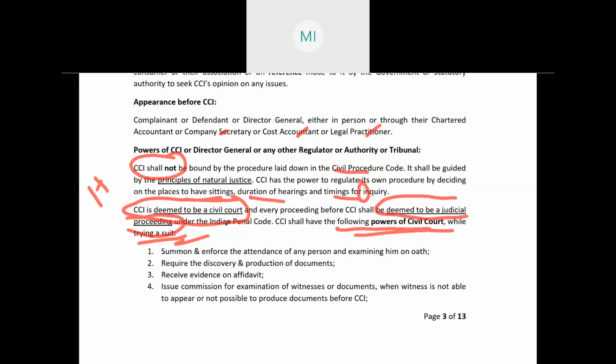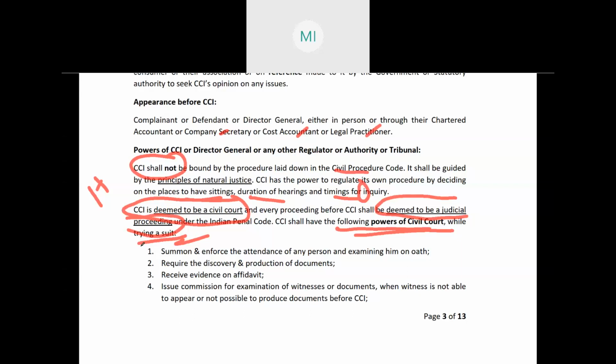Continuing, the powers of the Competition Commission are nothing but the powers of a civil court. And what are the powers of a civil court? First, to call for any person. That is what we call summoning.